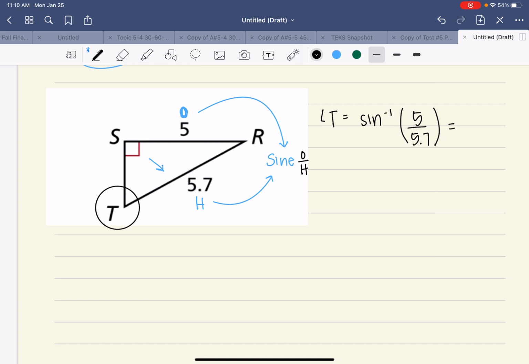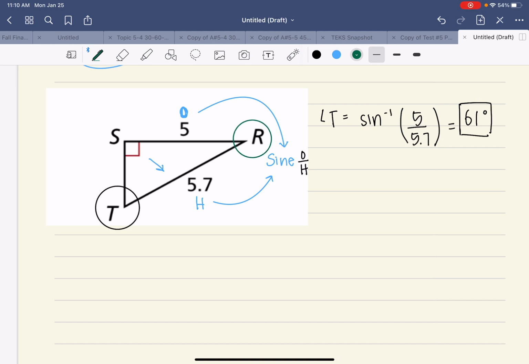So again, press the second button, press the sine button, and it should look like sine to the power of -1. And then you're going to type in 5 divided by 5.7, and then close the parentheses and press enter. And it should give you 61.3 degrees, and we're going to round it to 61 degrees.